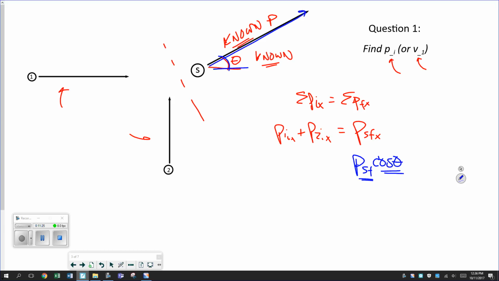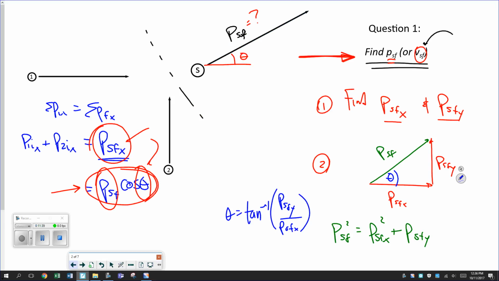I think it boils down to this: if they tell you enough that you can use trig to find the components, then do it. If they don't tell you enough, because in this case they're asking you to find the whole vector and the angle, then you can't do this. Then you just leave it in terms of the components, and use the components with the Pythagorean theorem and some trig to find the whole answer.